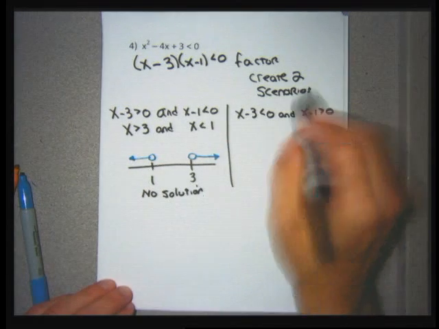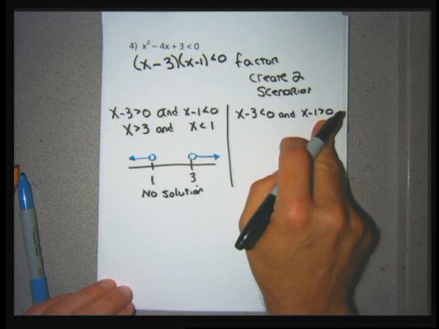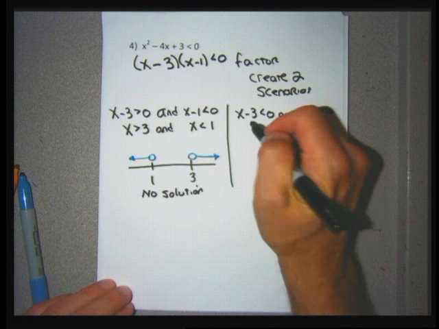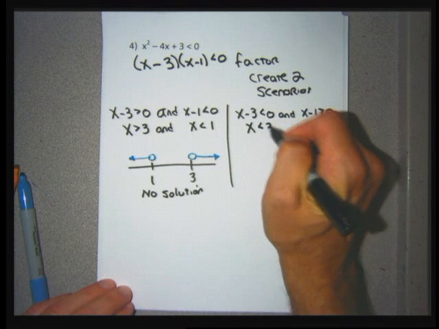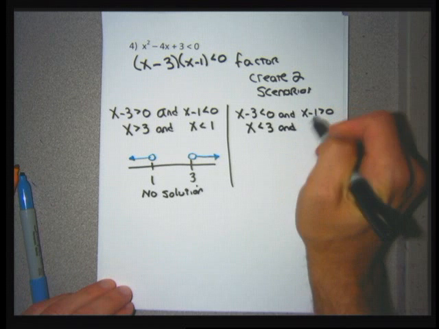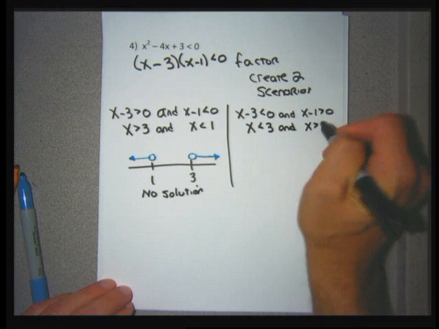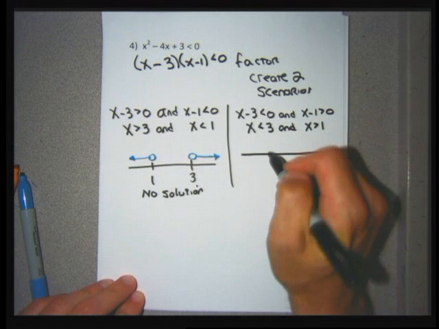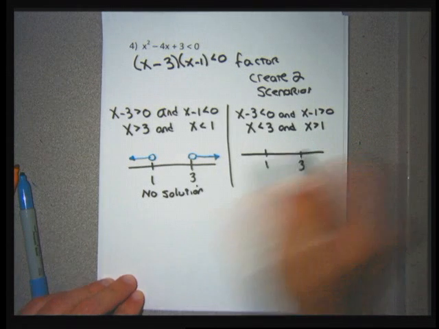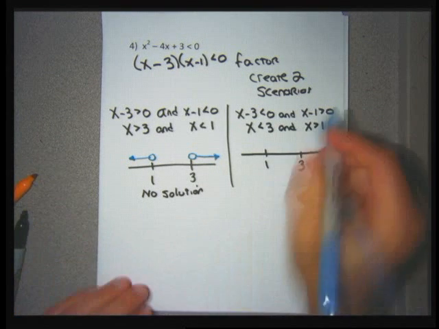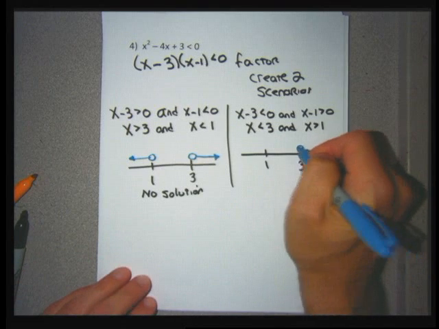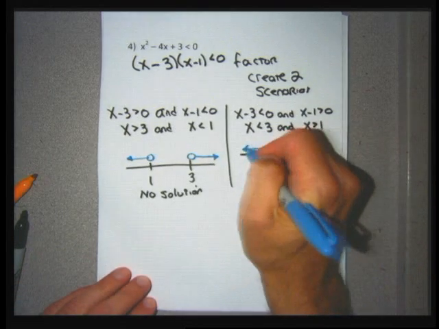In the second scenario, where the first one is negative and the second one is positive, if I add 3, I get x is less than 3. To this one, if I add 1, I get x is greater than 1. Let me graph those. I need to put 1 and 3 on my number line. For x less than 3, I get an open circle on 3, a graph going off to the left.